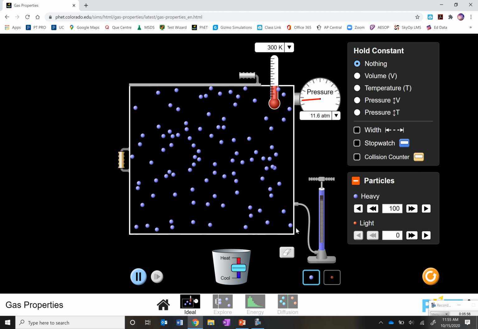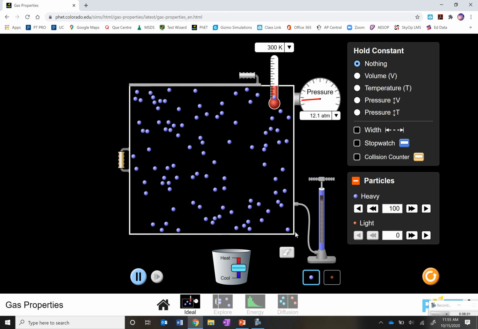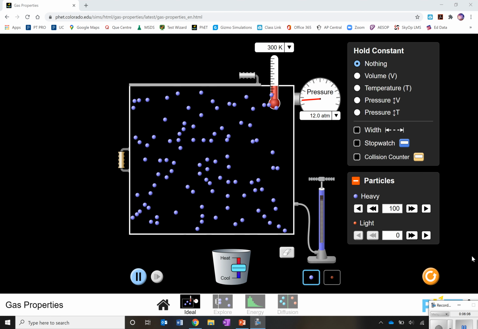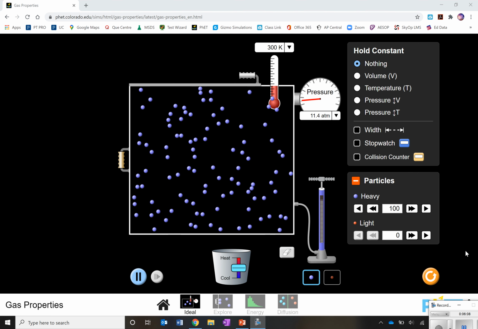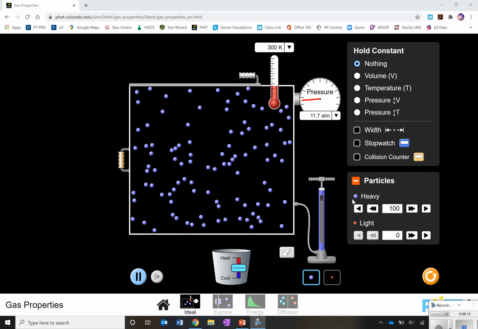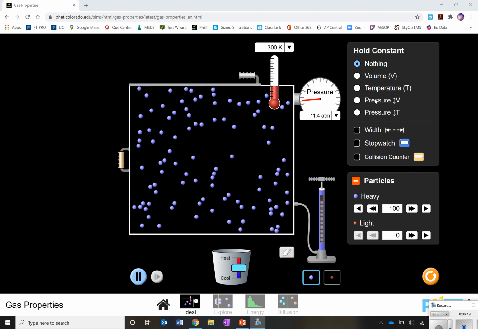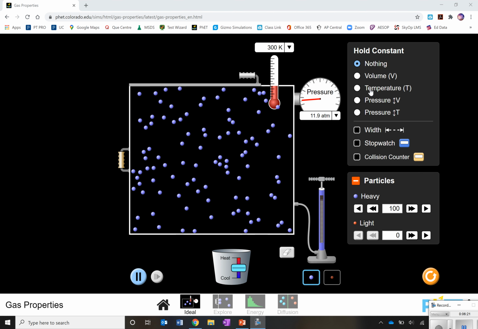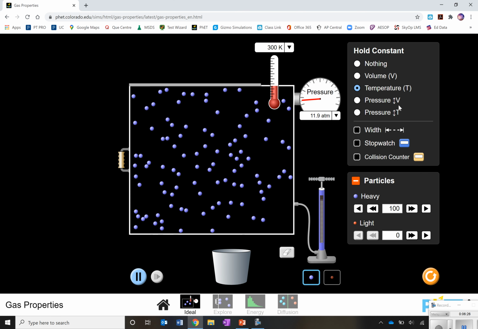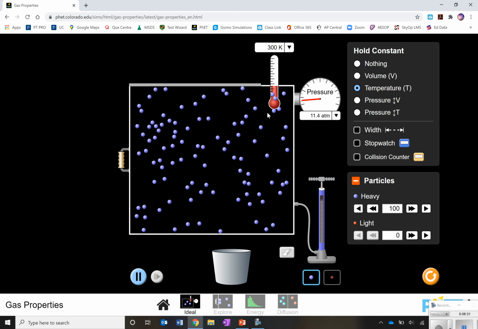Now, we can change a few things here. We can change the temperature, we can change the volume, and corresponding to that is a change in pressure. Now, Boyle's law says that a change in volume is going to cause a change in pressure, and that's an inverse relationship. So if we're talking about a change between pressure and volume, we're going to hold temperature constant.